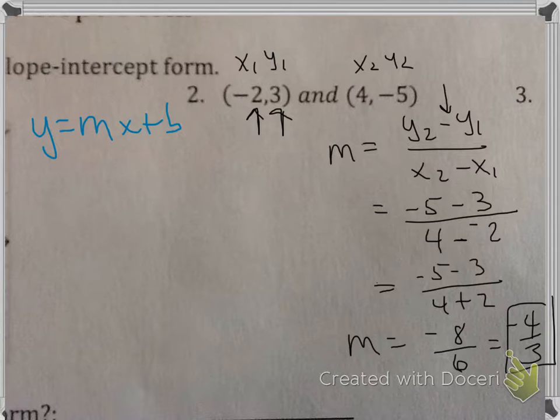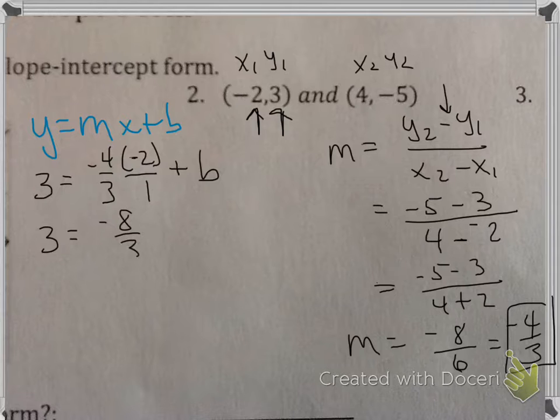Alright, so my y value is going to be 3 equals, my slope we said is negative 4/3. And then we have an x value. The x1 is negative 2, so we're going to put negative 2 here. Alright, let's put a 1 underneath it so that way it looks like a fraction. Plus b. Alright, so we have 3 equals negative 8 over 3 plus b.